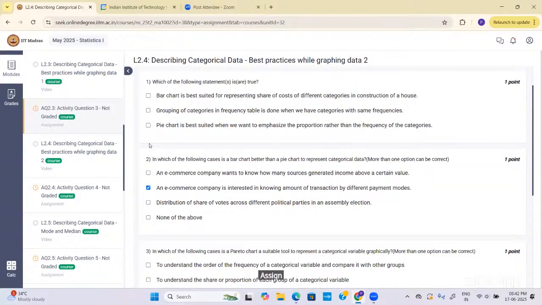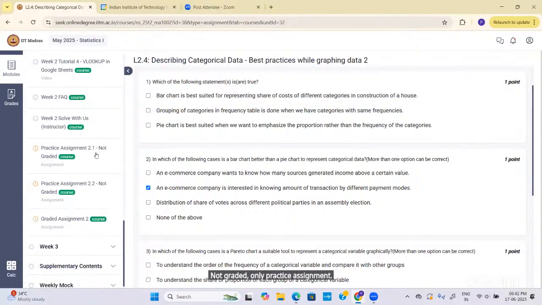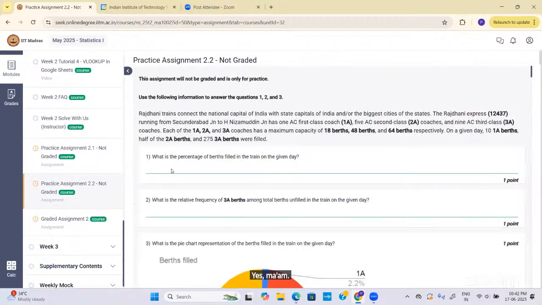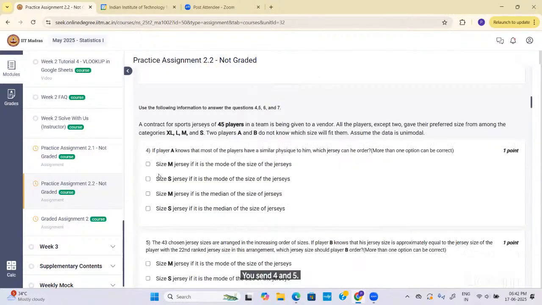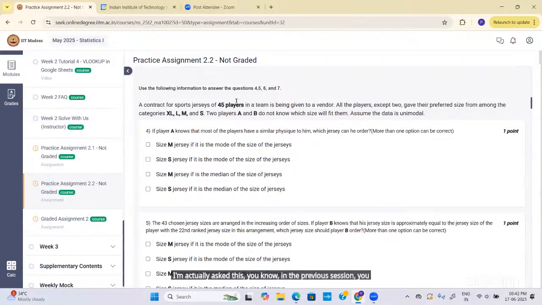Assignment second, question number 4, 5. Sorry, graded assignment. Not graded, only practice assignment. Practice assignment 1 or 2, second. Yes, ma'am. From the same assignment, I have a doubt in questions 4, 5, 6 and 7. Question 4, we just now discussed this question, just a few minutes back. You told me we will discuss it on Tuesday.